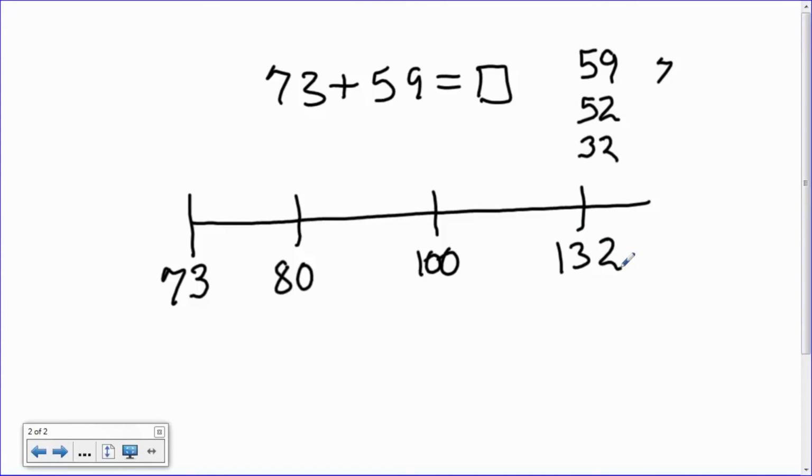Now, how kids use the hop, skip, and jump strategy depends on the kid, what they are comfortable with. And the idea is to extend the counting on strategy that they learn in kindergarten and first grade and add up in increments that they are comfortable with, remembering to take away that portion that they're adding on to the 73.